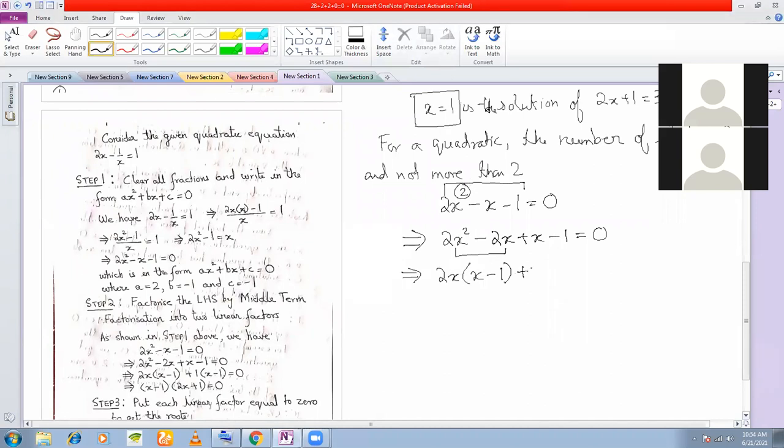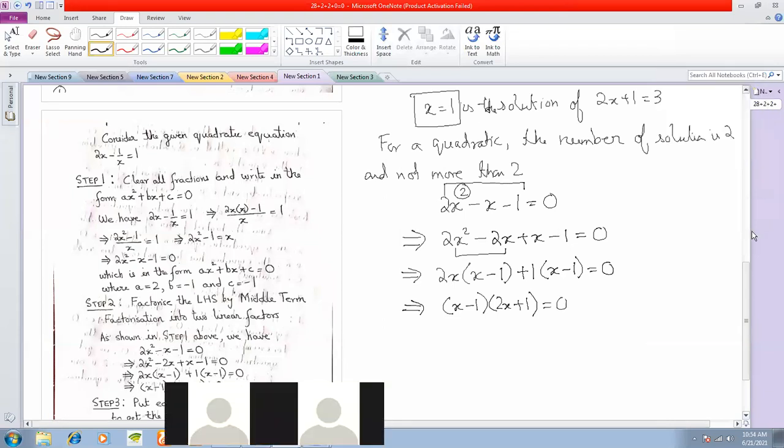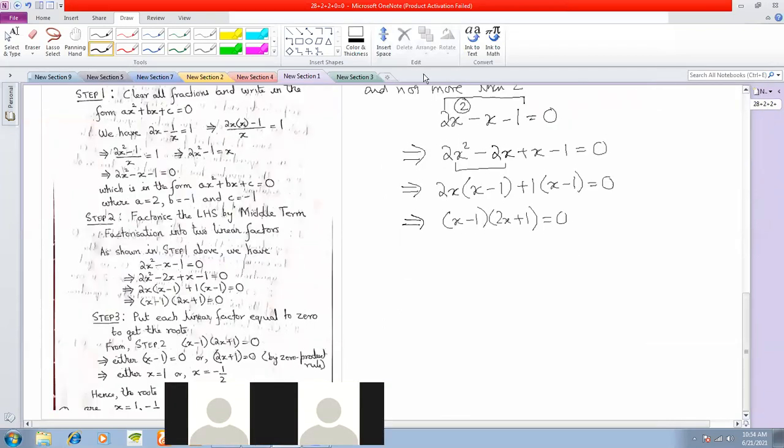And from the third and the fourth, you can take out 1 to get x minus 1. Now x minus 1 you can take out and you'll be left with 2x plus 1. This is what our middle term factorization is, right? Now you see the product of two numbers. This is one product and this is the other term in the product, right? Product of these two is equal to 0.